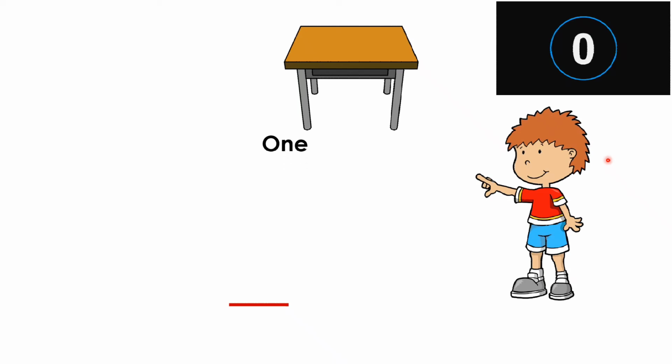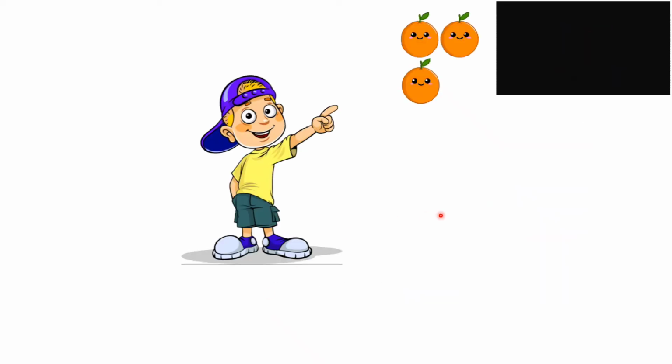Again, only one, and it's far. So how will you construct a sentence? You will say, that is a table. That is a table. You are referring to only one table and it's far from you, so we use that. Next example. Timer starts now.